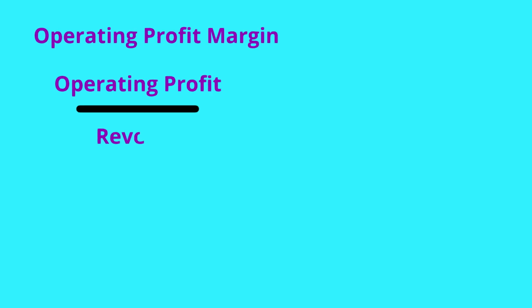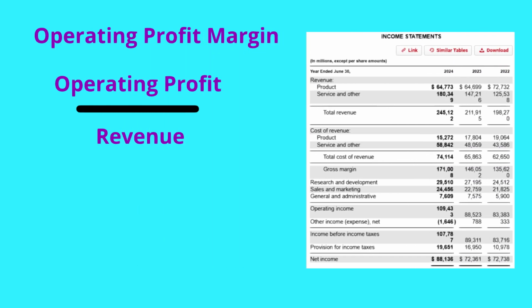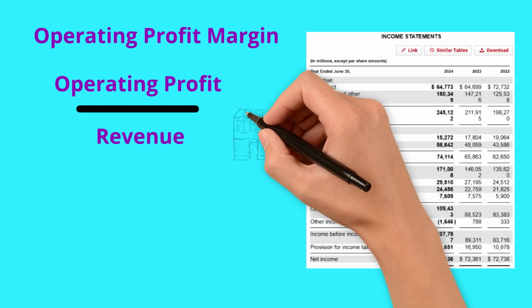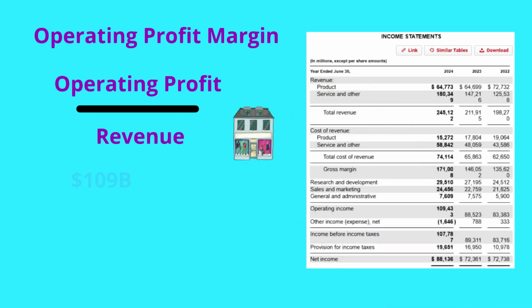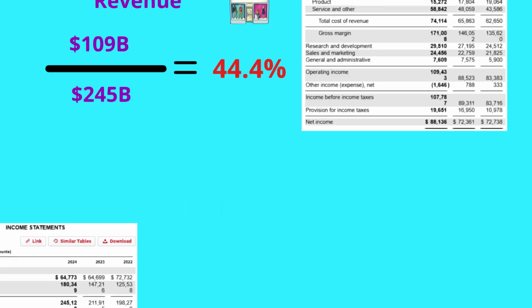Next, we have operating profit margins. The formula for operating profit margin is operating profits divided by revenue. The operating profit margin tells us how profitable a company's operations are, including core costs and operating expenses such as R&D, marketing, and administrative. Microsoft's operating margin equals 109 billion divided by 245 billion, giving us 44.4%.